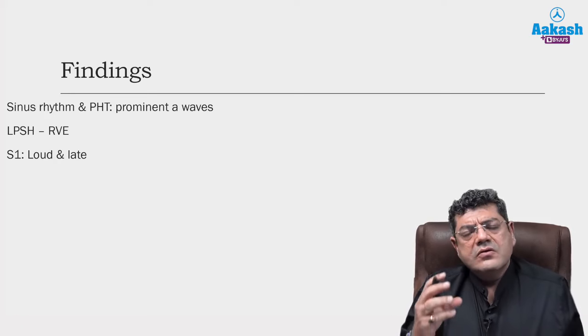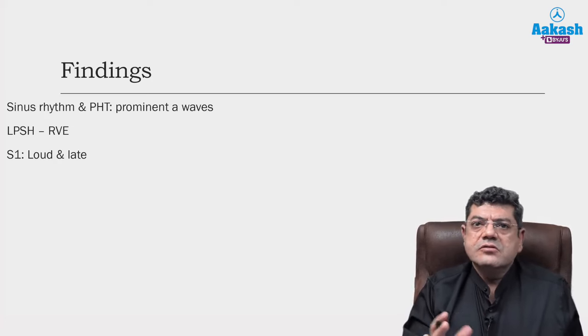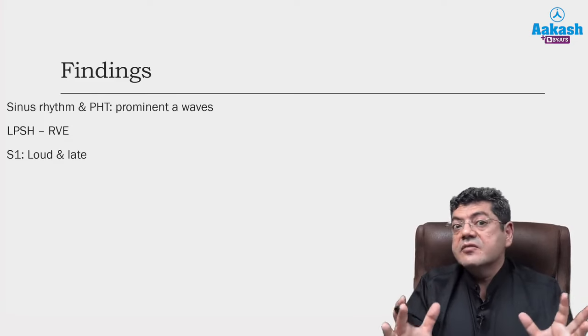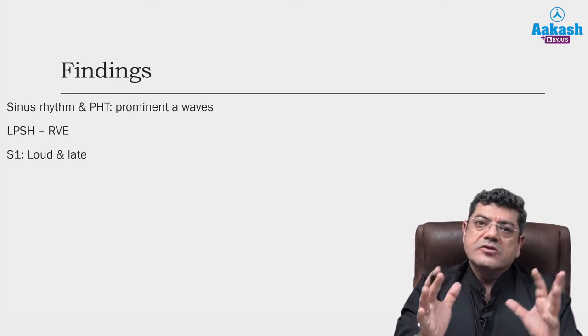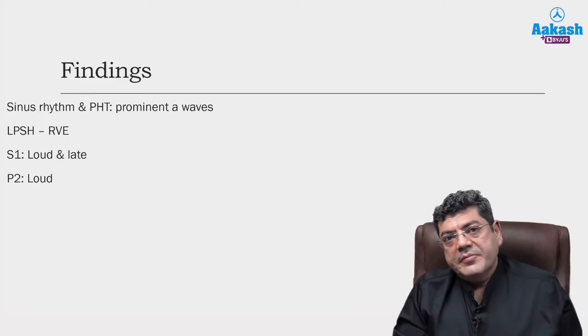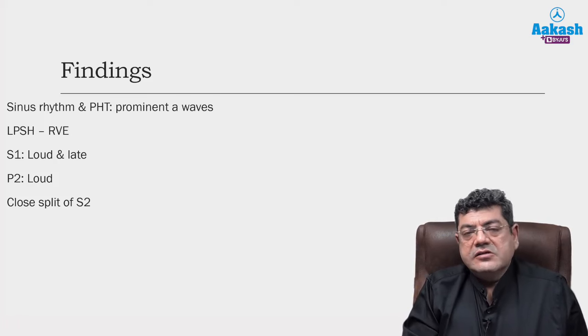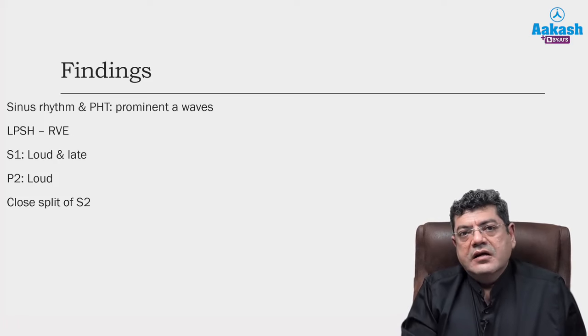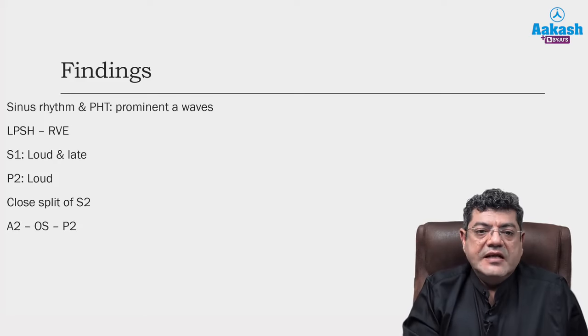Any cause of increased cardiac output will cause a loud S1. So the causes that we just said will cause symptoms in MS, thyrotoxicosis, anemia, pregnancy, are associated with a loud S1, right? The P2 is loud because of pulmonary artery hypertension. There is a close split of S2 in mitral stenosis. When you do get two different sounds, you can also hear an opening snap in between. That's the sequence: A2, opening snap, P2.